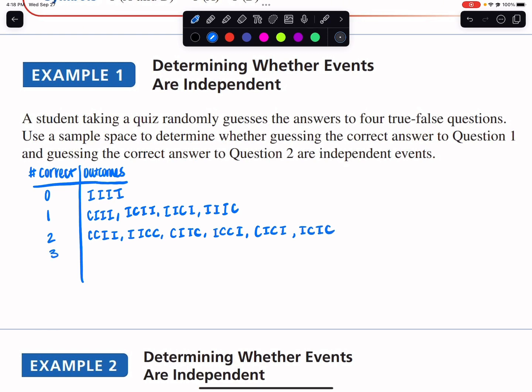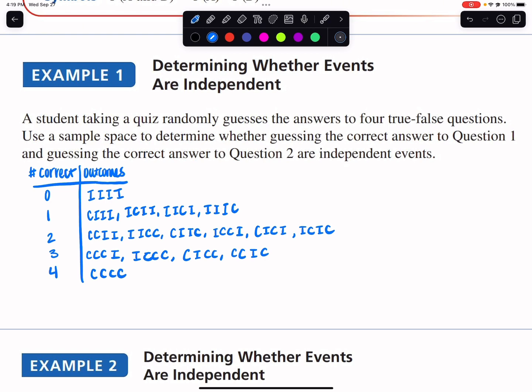You could get 3 correct, so first 3, or last 3, or your incorrect could be embedded in them. Or you could get 4 correct, so all 4 correct.